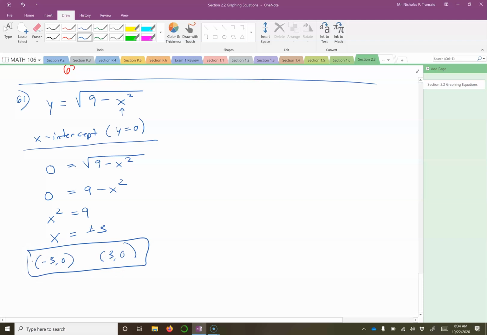Now, depending on the equation you're given, you might not always have two, right? If you remember from section 2.3 on lines, you might only have one intercept, okay? So it just depends on the specific equation.